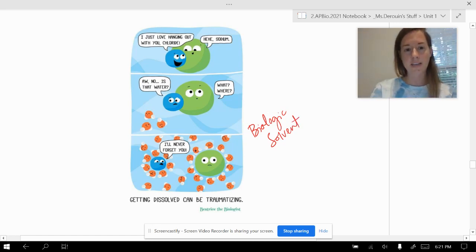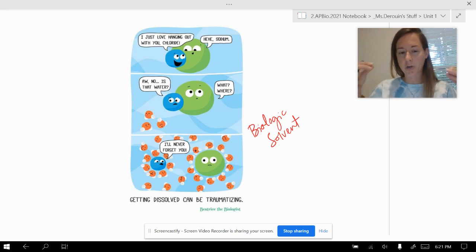So it's able to take these, this is sodium chloride, a salt. It's able to take the salt and attach to it using its partial positives and partial negatives and kind of pry those atoms apart. That's what that means. And this is an image that kind of shows it.